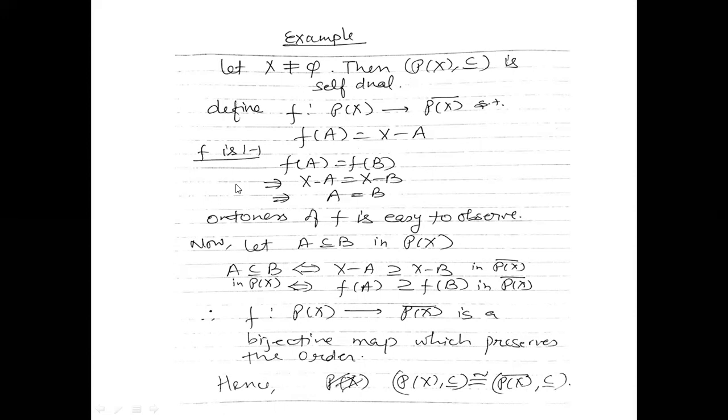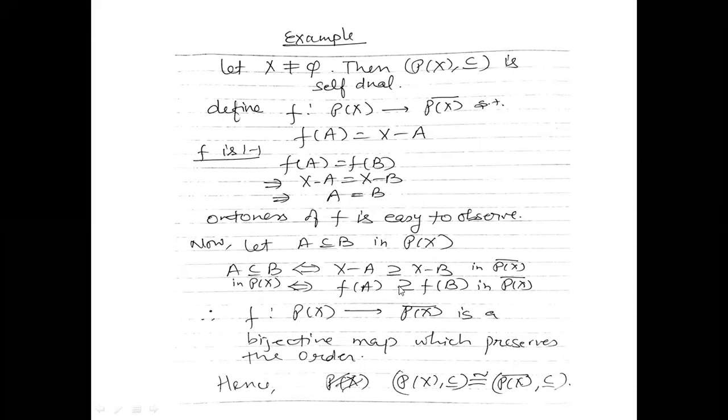So f is one-one. So we have to show that f is one-one. Let f(A) is equal to f(B), then this implies that X minus A is equal to X minus B. This implies that A is equal to B, and ontoness of f is easy to observe. Now let A be contained in B.